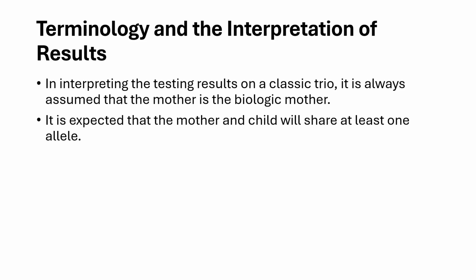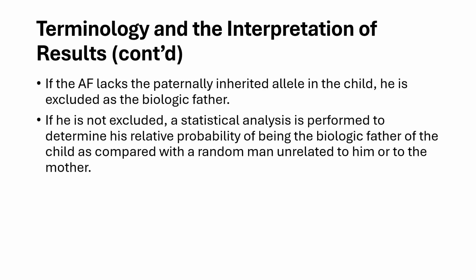For interpretation of the classic testing results, it is always assumed that the tested mother is the biological mother, and the mother and child are expected to share at least one allele. If the alleged father lacks the paternally inherited allele in the child, he is excluded as the biological father. If the alleged father is not excluded, a statistical analysis is then performed. This analysis determines the relative probability of the alleged father being the biological father compared to a random man unrelated to the mother or child.